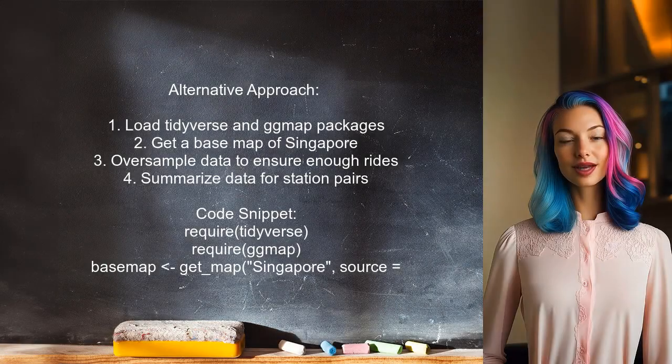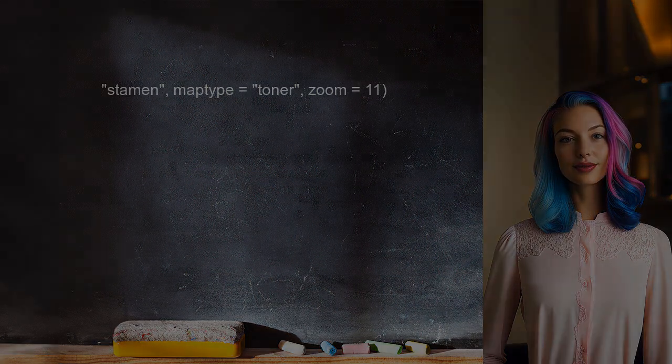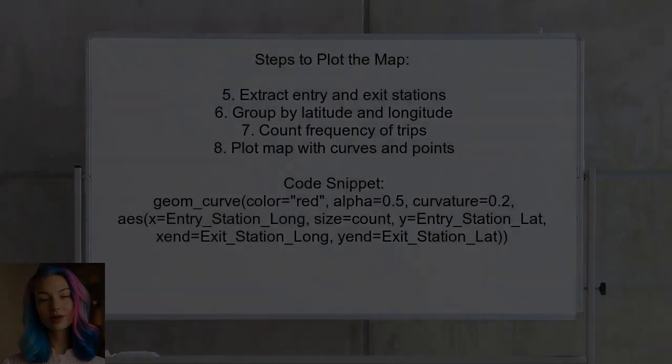In this alternative approach, the user suggests using the tidyverse and ggmap packages to create a flow map in R. They start by loading the necessary libraries and obtaining a base map of Singapore. Then, they oversample the data to ensure enough rides for visualization and summarize the data for each station pair. Next, they extract entry and exit stations, grouping by latitude and longitude to count the frequency of trips. Finally, they plot the map with curves representing the flow of commuters, where the size of the curves is proportional to the number of trips between stations.